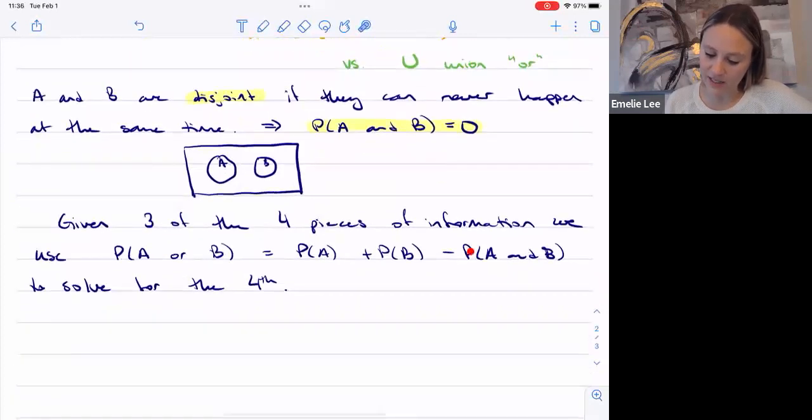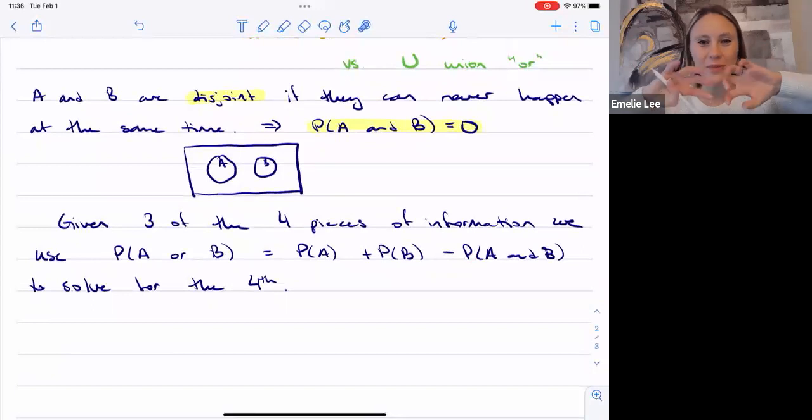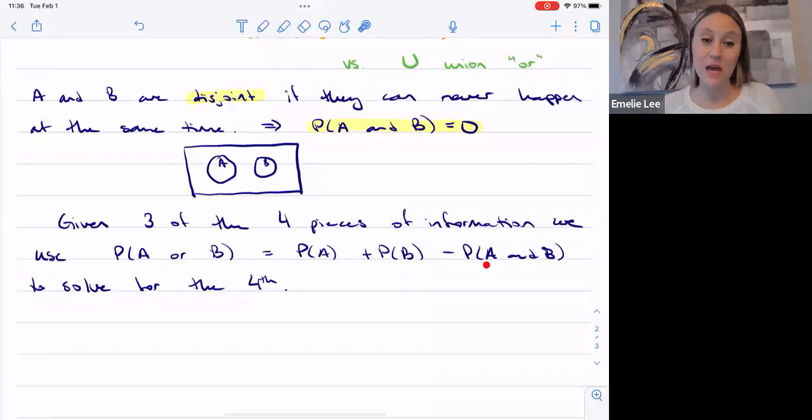How does that affect the general addition rule? Well, if there is no overlap, then we don't need to subtract it because it doesn't exist, right? So then you're subtracting 0, right? So you're better off just using this general addition rule all the time. And then if you find that the probability of A and B is 0, then you can just plug in 0, right?